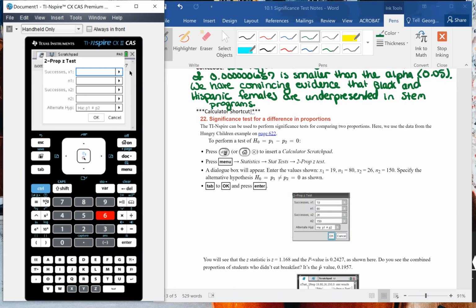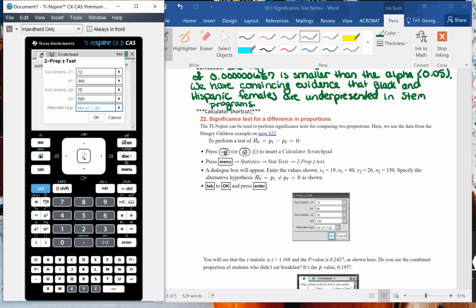All right, so for the first one, we had 12 successes out of a sample of 300. The second one was 75 successes out of a sample of 500. This one's actually really cool. I love this. Your alternate hypotheses are already there. You just have to select it. So we had P1 less than P2. And then you hit OK.